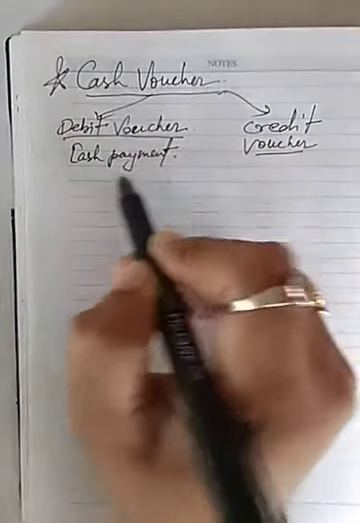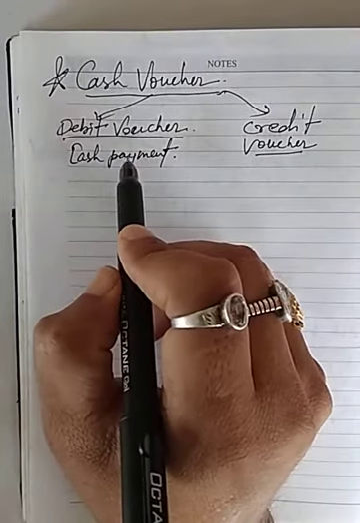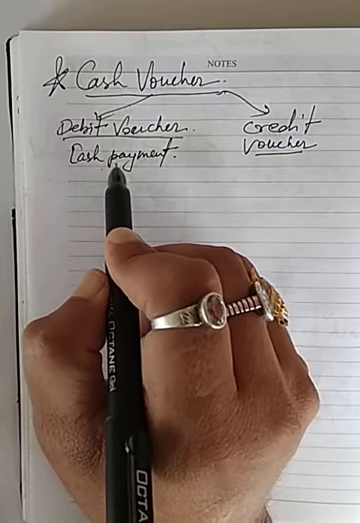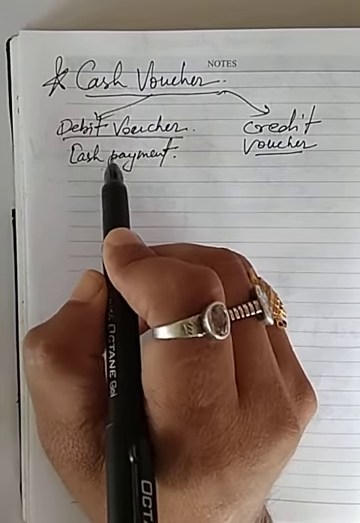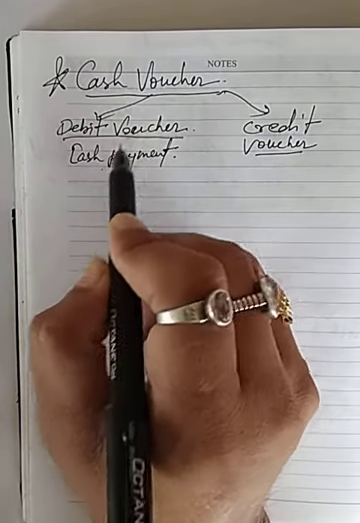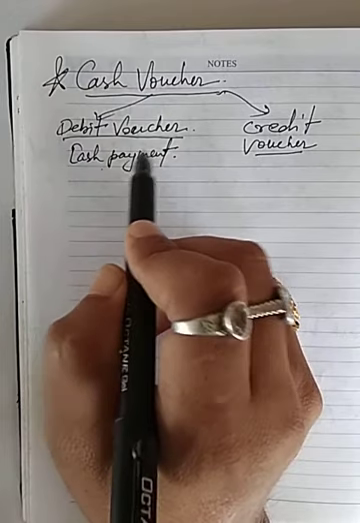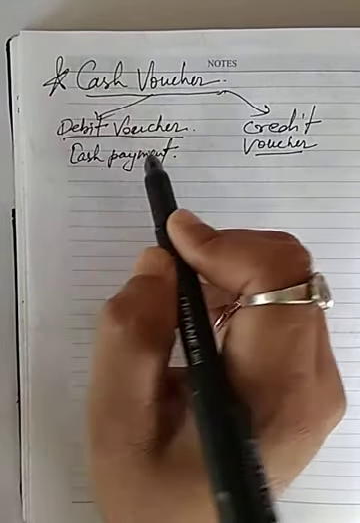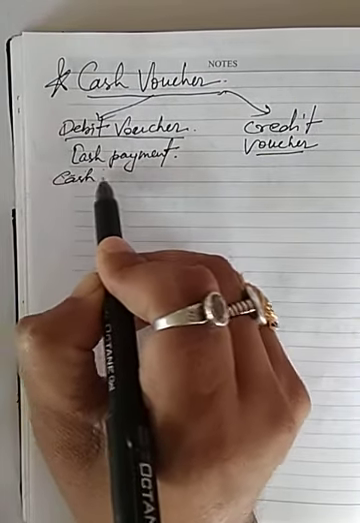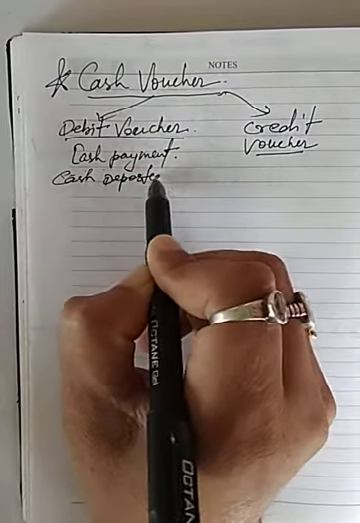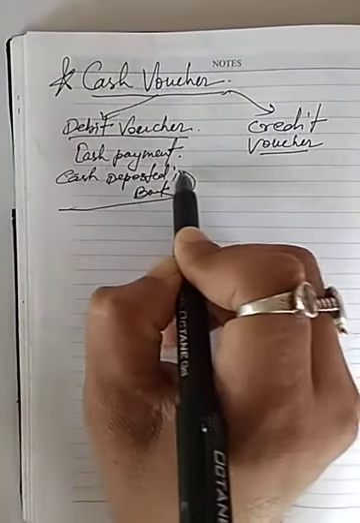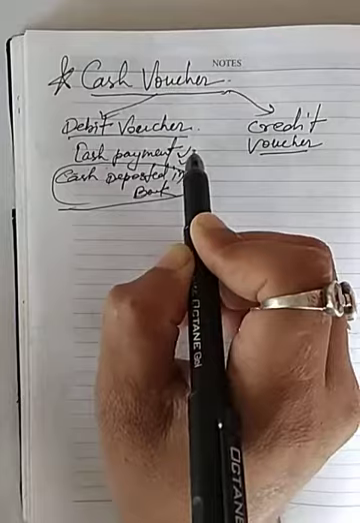For example, cash payment for expenses, cash payment for rent, salary, etc., cash purchase of goods, cash purchase of investment, cash payment to creditor, and even cash deposited in the bank. So a debit voucher is prepared for cash payment.